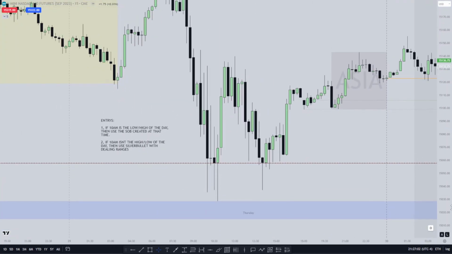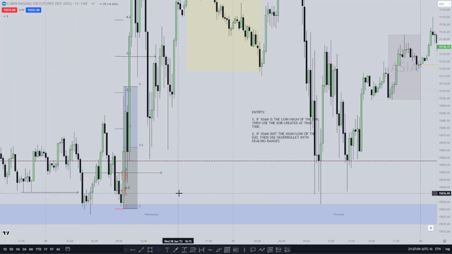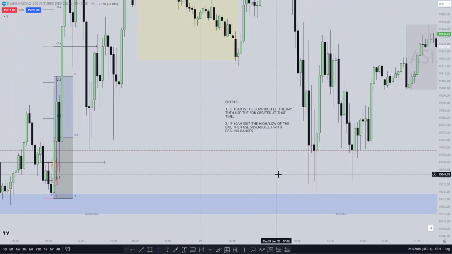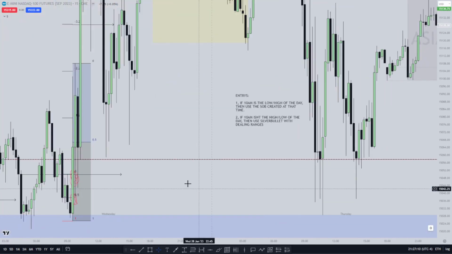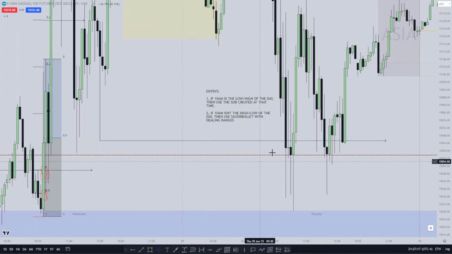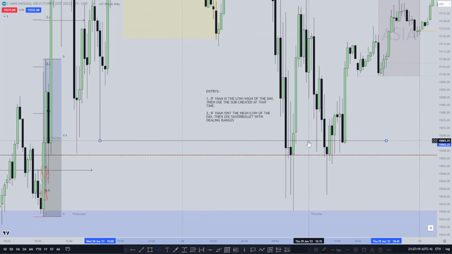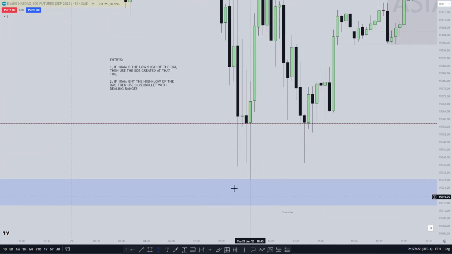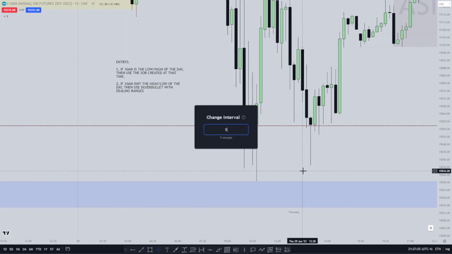But personally, what do we have right here? We have a BPR over here. If you remember manipulations and how to do them, if this is the manipulation, the manipulation always ends on a PD array. Look at the PD array over here. We've gone to the 5 minutes.